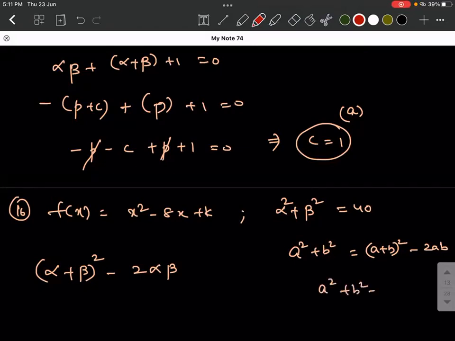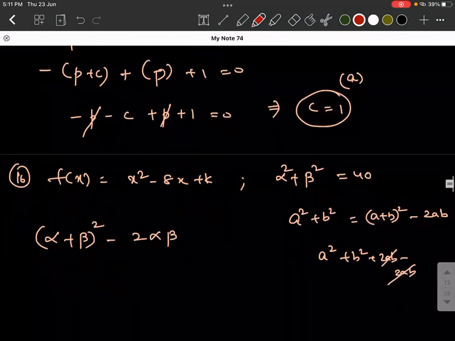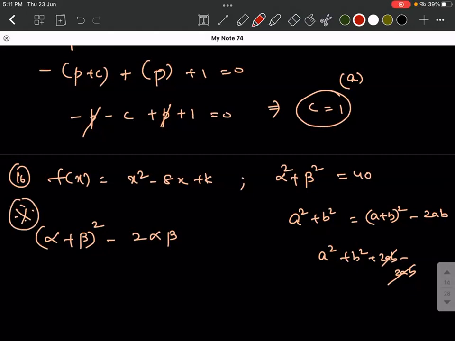So a square plus b square plus 2ab minus 2ab, cancel it. So this is an important rule. You write it as alpha plus beta the whole square minus 2 alpha beta. What is alpha plus beta? 8. So you will have 64 minus 2 into alpha beta, which is k.